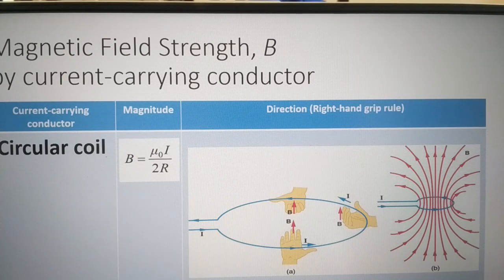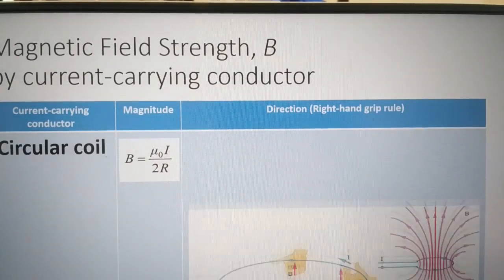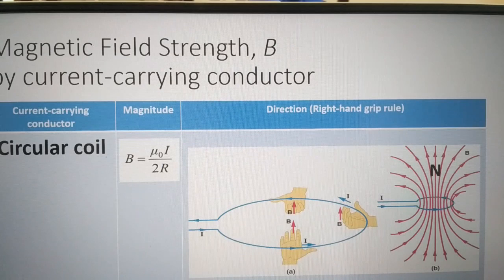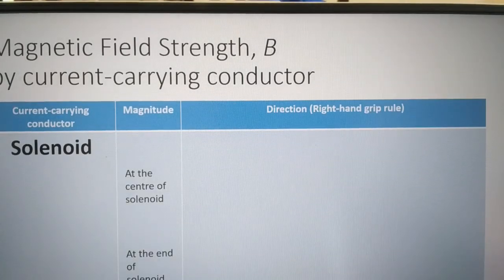So it is as if this circular coil, where current is passing through it, acts as a temporary magnet with two poles, a north pole and a south pole. So where is the north pole here? This is the north pole, where all the magnetic field lines come out from it. And this is the south pole, where all the magnetic field lines enter into the pole.